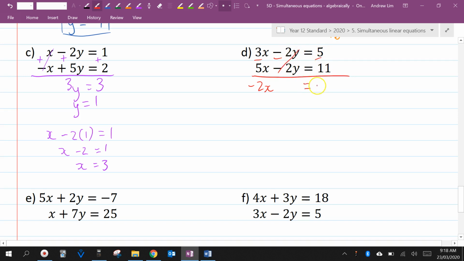And 5 minus 11 is minus 6. So it's minus 2x is equal to minus 6. Divide both sides by minus 2. X is equal to positive 3.